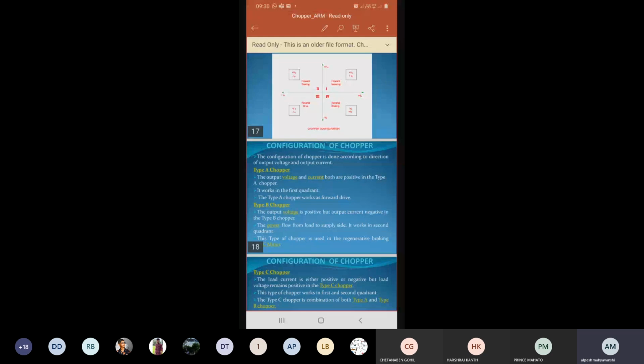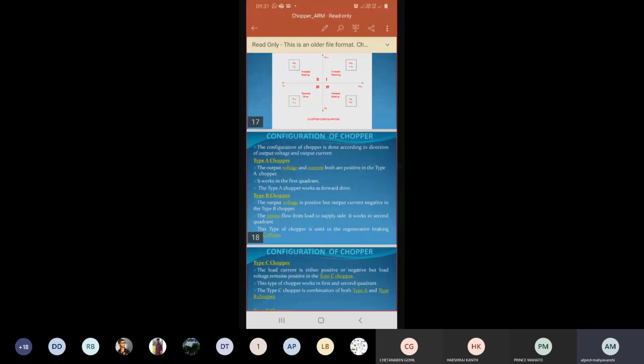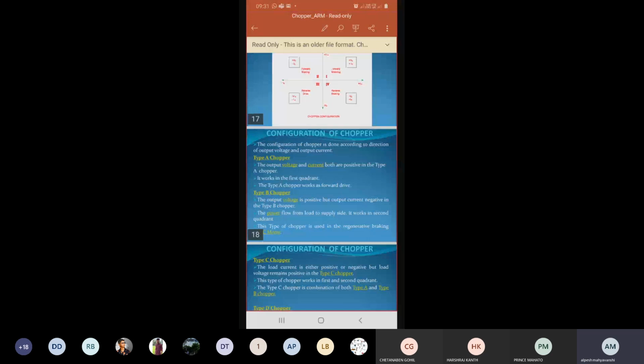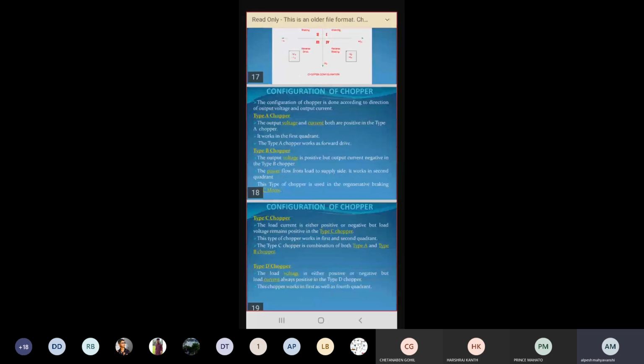Third is the type C chopper. The load current is either positive or negative, but load voltage remains positive in type C chopper. So what happens in the type C chopper? Load current is either positive or negative, it will change, but load voltage remains positive. This type of chopper works in the first and second quadrant.